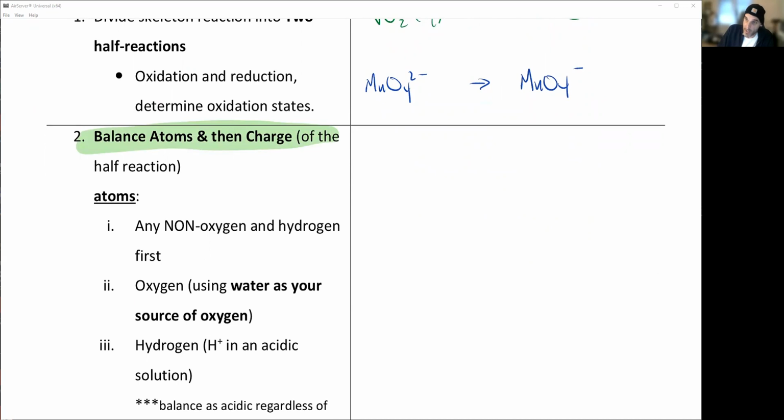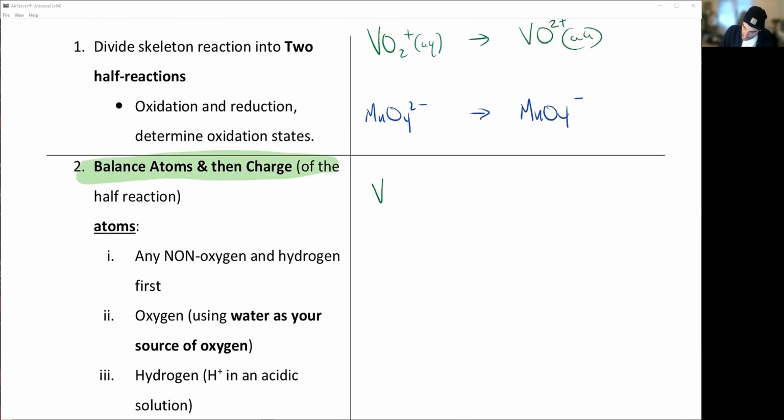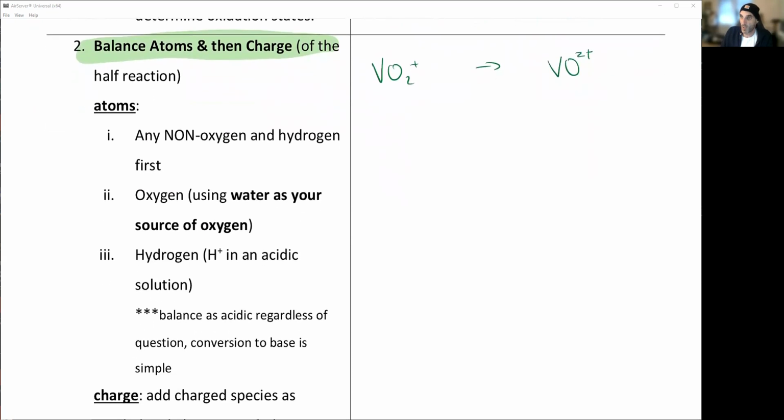There's a special way that we're going to do this. Let's start with our vanadium, VO2+. By the way, you're just going to do this on one line. The first thing that we're going to do is any non-oxygens and non-hydrogens. I have vanadium. That's the only non-oxygen or hydrogen, and I've got one each, so we're good to go.